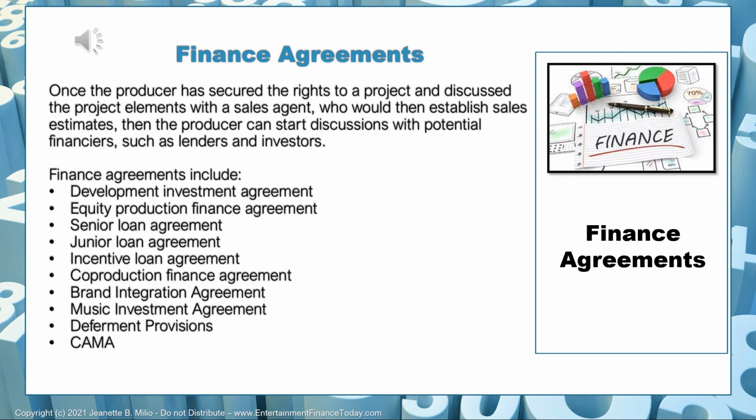There are deferment provisions that would be part of potential agreements like crew deals, like the director or the cast deal. If anyone defers any part of their salary, it would be part of their agreement with the producer, and it would state what kind of deferment is applicable. Is there a premium applicable on top of the deferred amount, and when is it being paid?